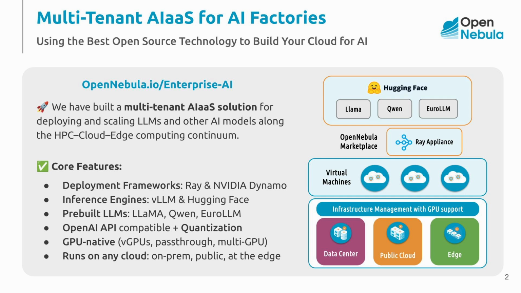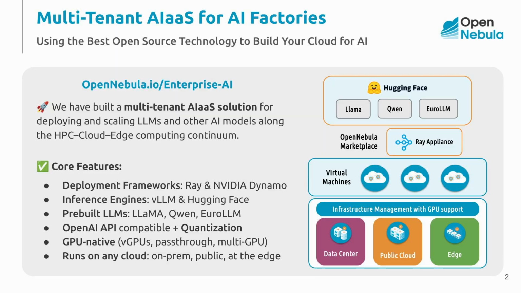It comes with full support for vGPU, GPU pass-through, and multi-GPU setups, so you can customize resource allocation to each tenant or workload. Whether it's on-prem, in a public cloud, or at the edge, the platform adapts to your infrastructure strategy. Everything is deployable via the OpenNebula public marketplace, so you can easily launch a secure, scalable AI service wherever you need it.